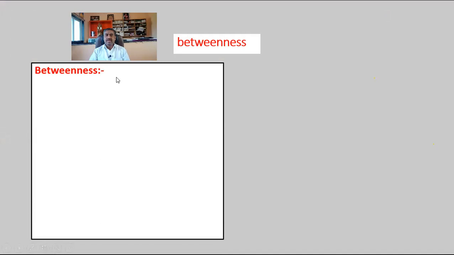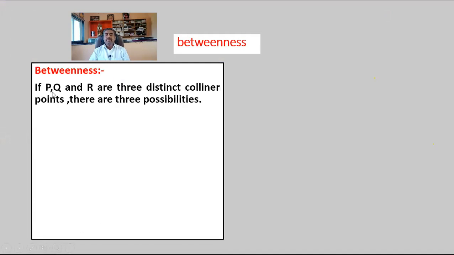First, you understand what is meant by betweenness. If P, Q and R are three distinct collinear points, there are three possibilities.